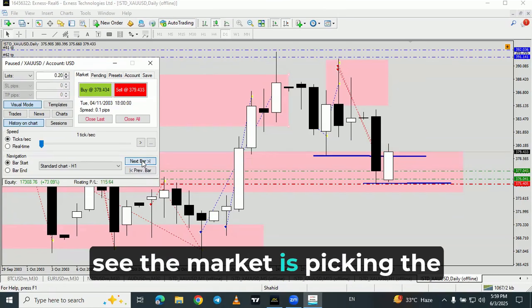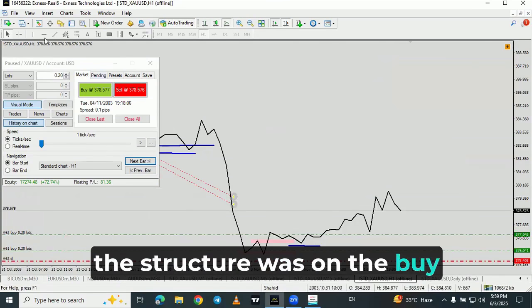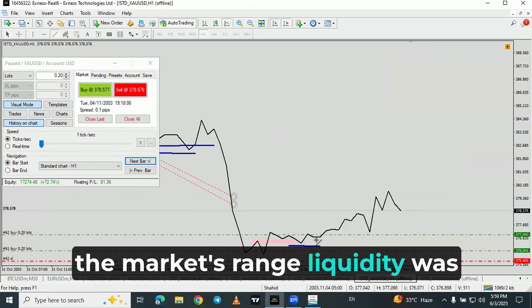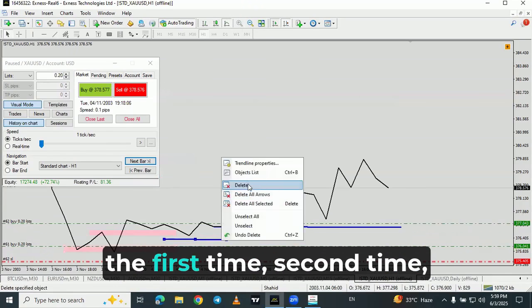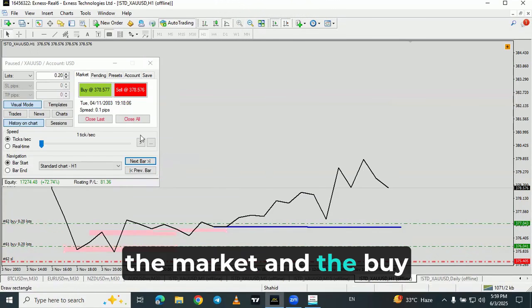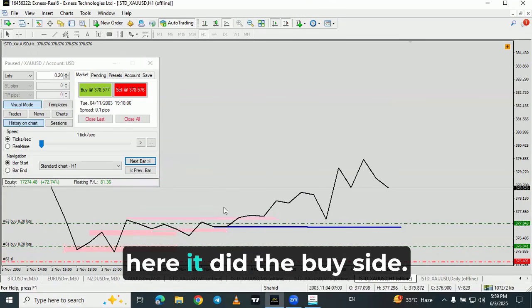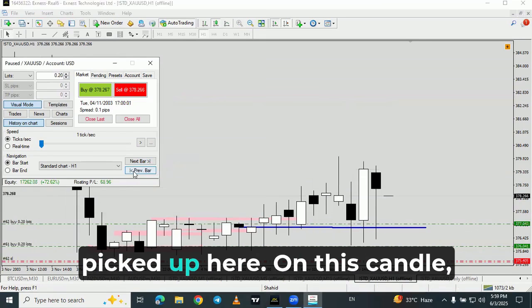Here, see, the market is picking the H1's liquidity. If you see here, the structure was on the buy side, and look here, the market's range liquidity was lying here. If I enlarge it, the structure changed here for the first time, second time. See this sell side of the market and the buy side here. Okay, here it did the buy side. So these are its range liquidities that the market has picked up here on this candle.